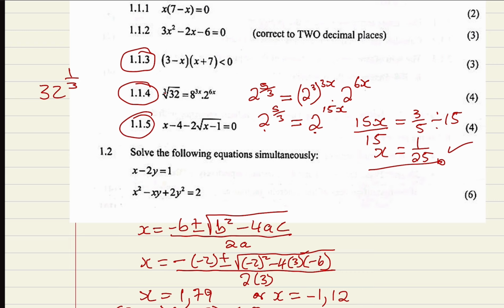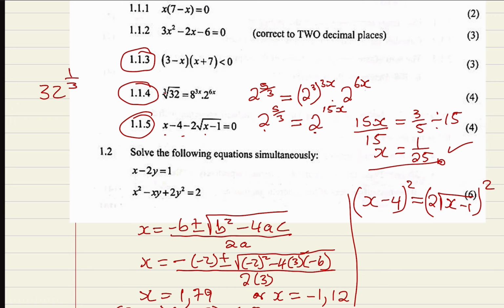1.1.5. We are going to isolate the surd. In isolating the surd, we know that we're going to take these to the other side. You will have x minus 4 is equal to 2 root of x minus 1. Okay, then you square both sides.